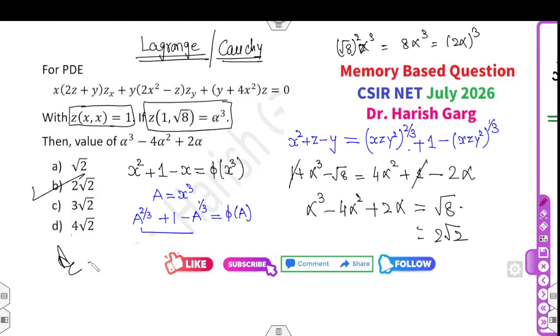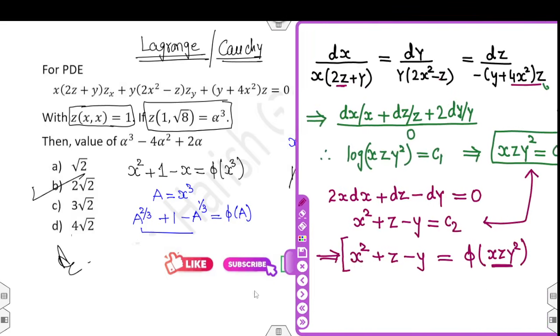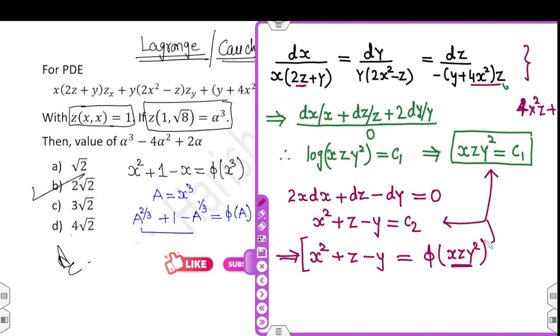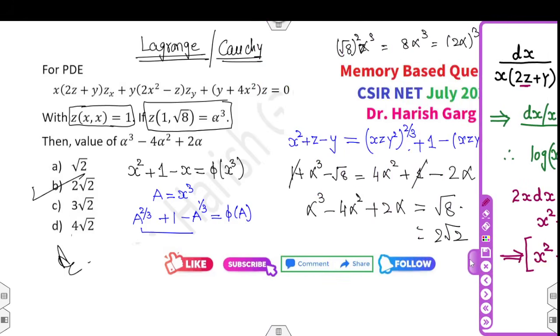So you can see that it is very simple. By using the Lagrange equation you can find the two values and get the simplest way to solve this problem.